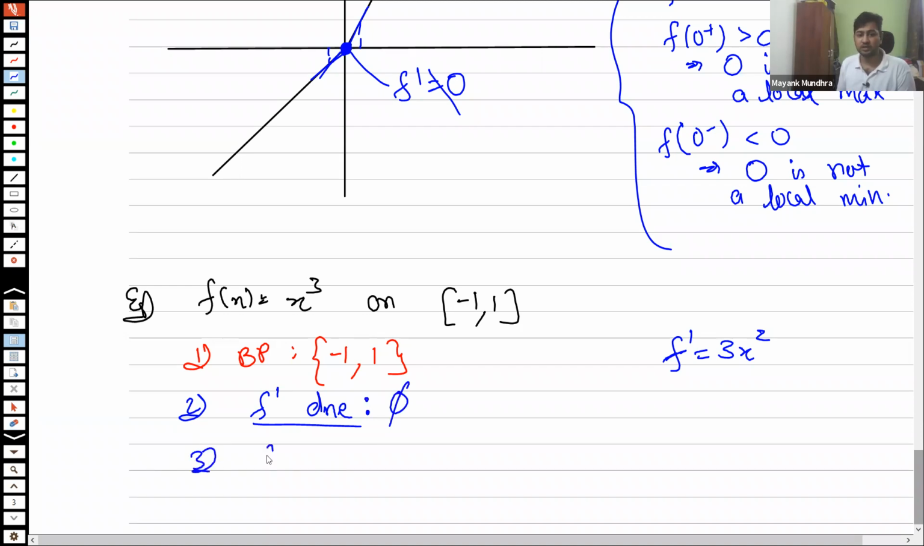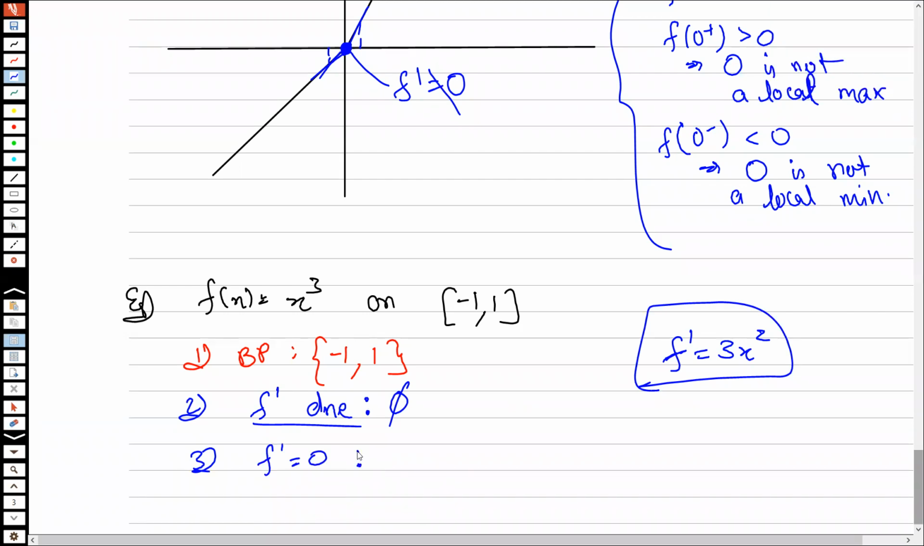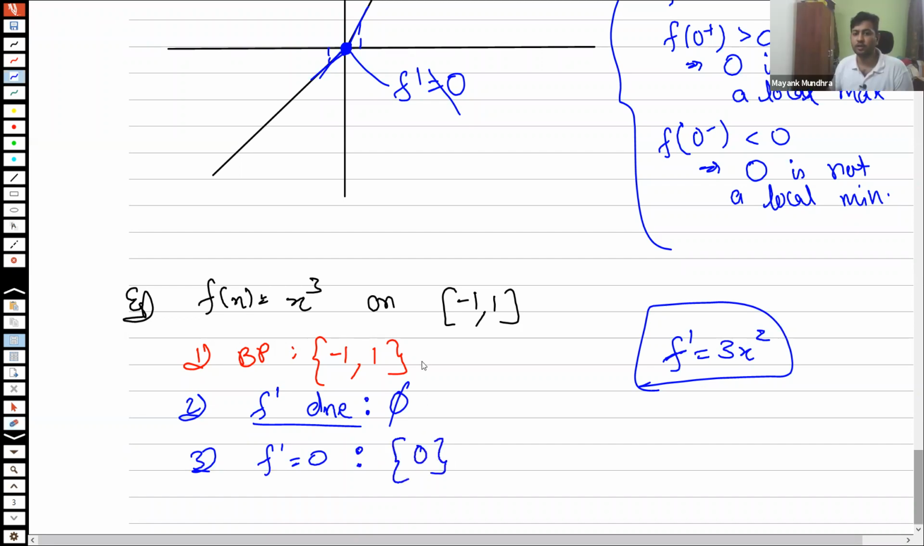Next question to Kashish. f prime equals 0. This is my f prime. When does it become equal to 0? Kashish? So when x will be 0. x equals 0. Very good. Okay. So basically, my critical points are going to be the union of these three sets. The union of these three sets is -1, 0, and 1.